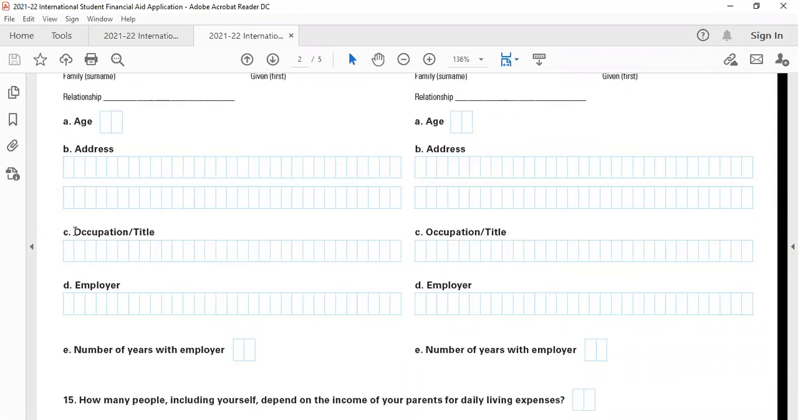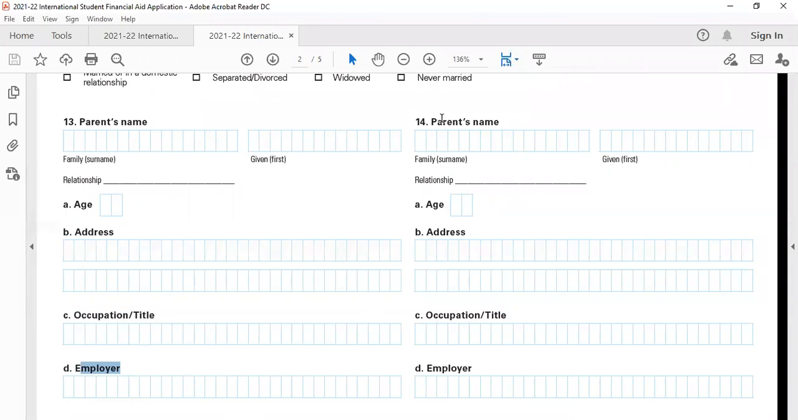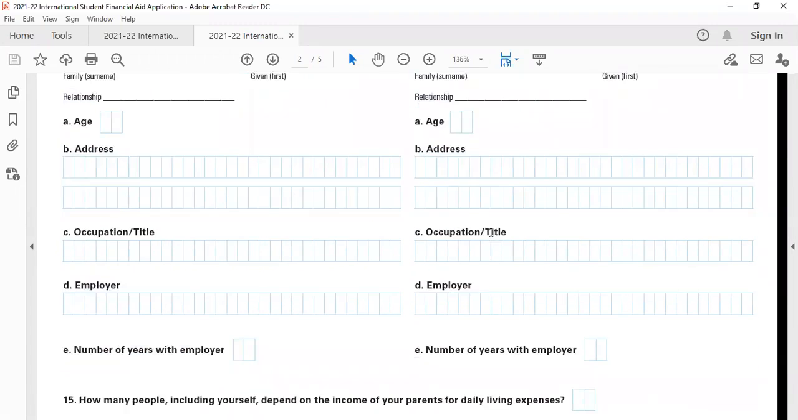Enter their education. Enter their occupation over here. So what's their title, what's their position, whether they are the owner of a business or whether they are a CEO or an officer or a manager or a general manager, whatever they are, you mention that over here, and mention the employer name, whatever the company that they are in. If they are a government employee, you can mention Government of India, or if they are in a private firm, maybe TCS, you can mention Tata Consultancy Services over here, or if they have their own business, you can enter the business name over here. And the same goes for the second parent, for your mom or for your dad.